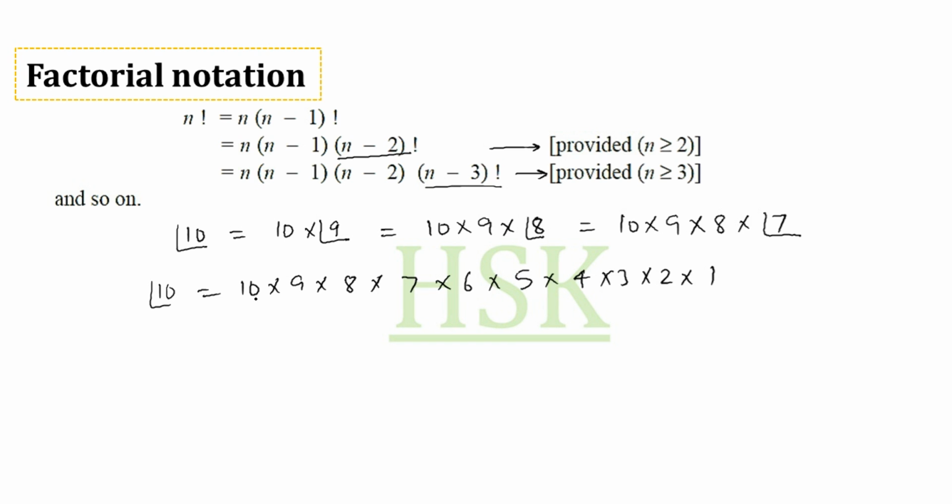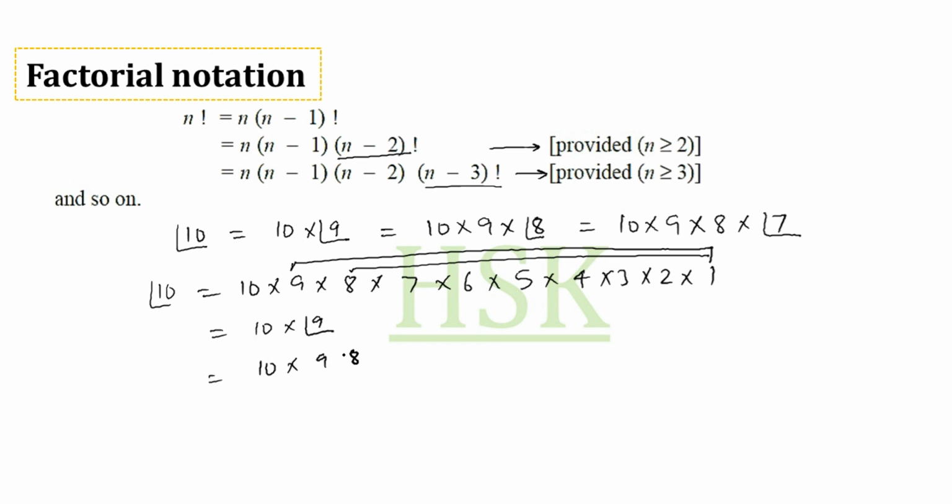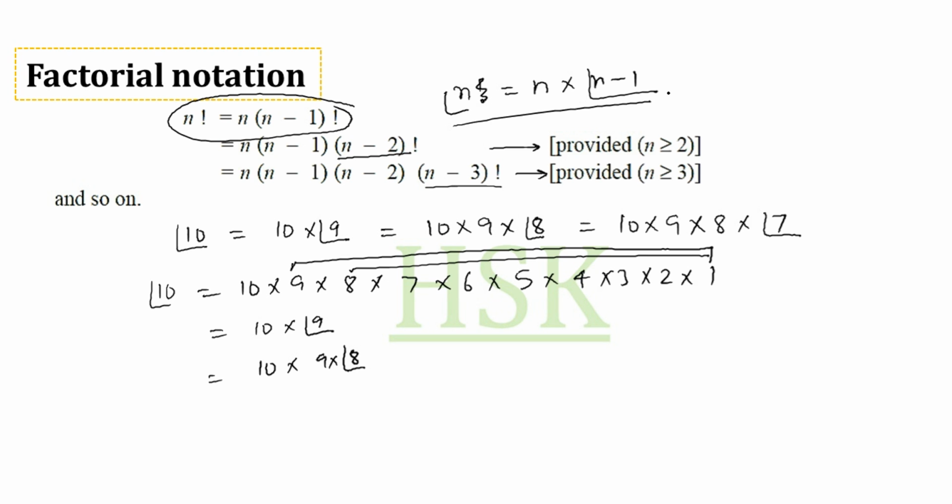If we take the product of numbers from 10, this will be equal to 10 factorial. If we take the product of numbers from 9, this will be equal to 10 into 9 factorial. If we take the product of numbers from 8, then this can be written as 10 into 9 into 8 factorial, and so on. So this is the logic. The basic formula we have to remember is that n factorial is equal to n into n minus 1 factorial.